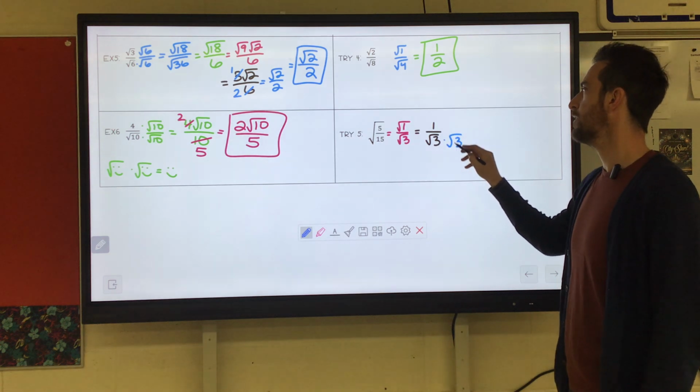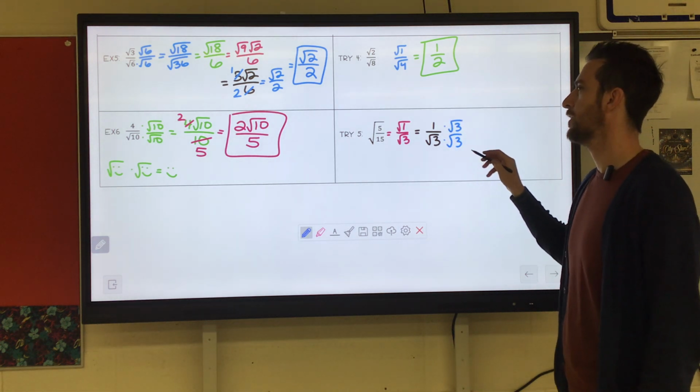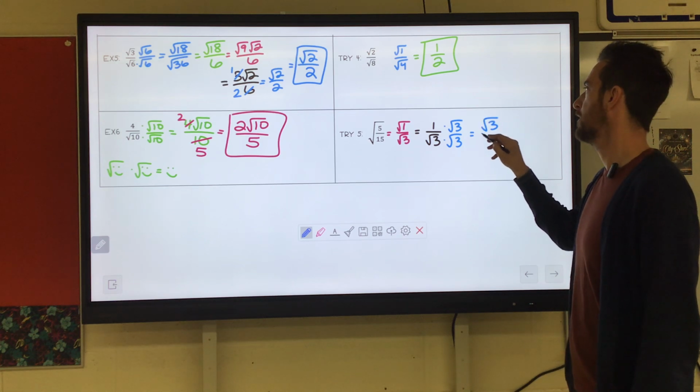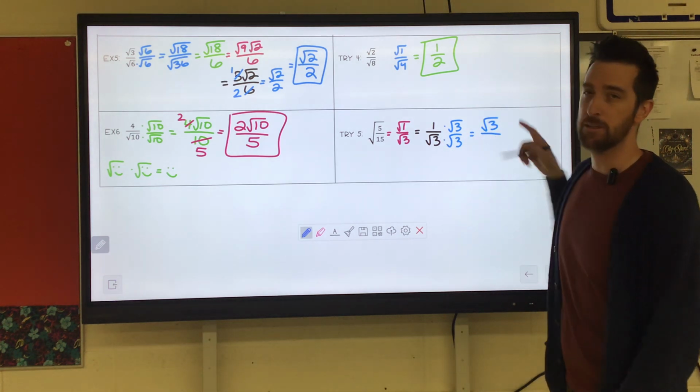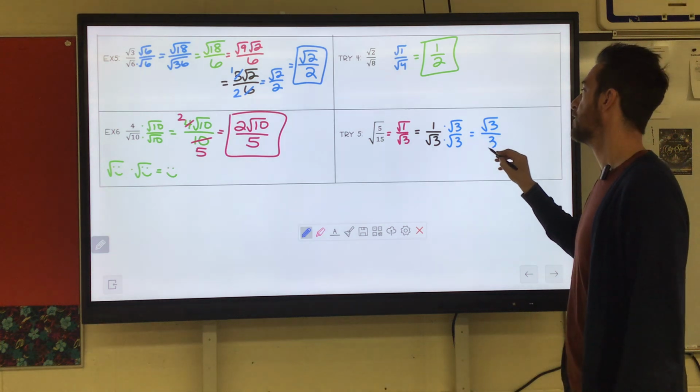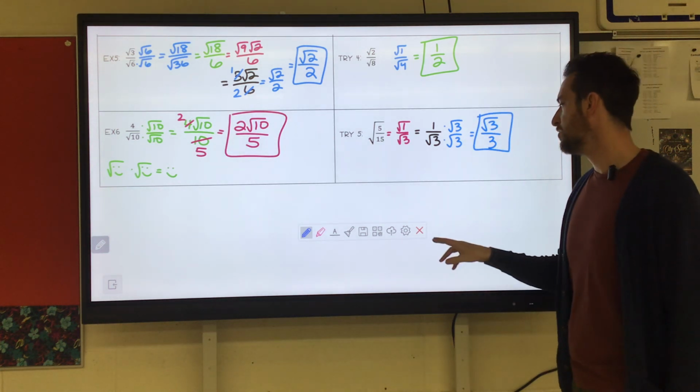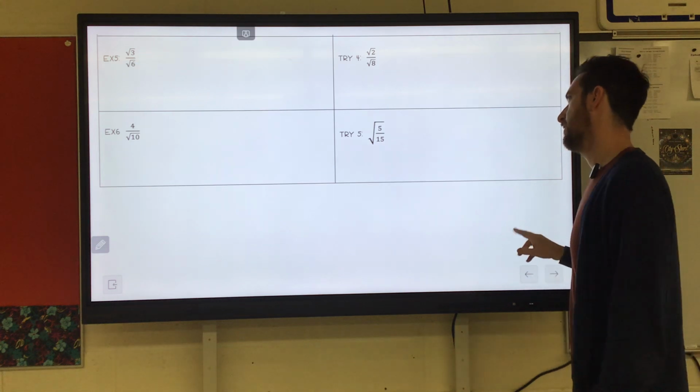Times root 3 times root 3. So this would give us 1 root 3 up in the numerator. Denominator, square root of 3 times the square root of 3 is just regular 3. Yay! Look at us, we're just having fun.